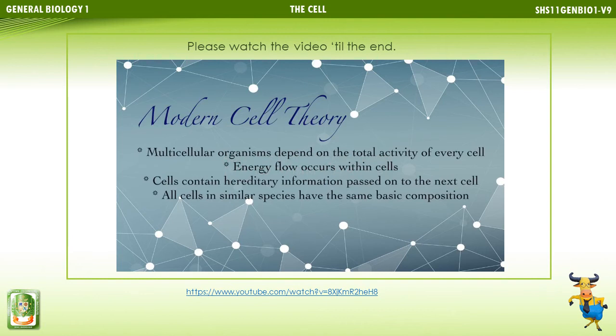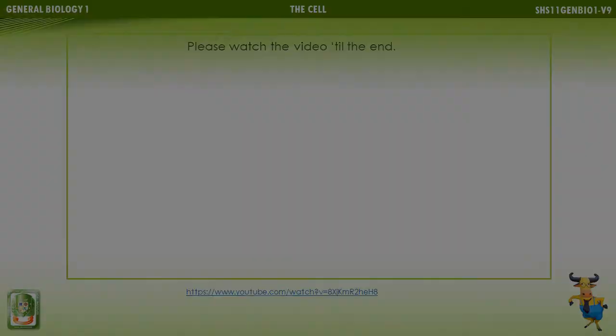The first addition really represents research that scientists are now able to do on multicellular organisms, that they have now been able to truly appreciate that it is billions and trillions of cells working together to allow a very complex organism to function the way that it does. Energy flow is something that scientists are looking at on a very molecular and micro level. The cells contain hereditary information. We know this to be true of DNA, which we will discuss in another video. That's an incredible topic to talk about. And also that cells in similar species have the same basic composition.